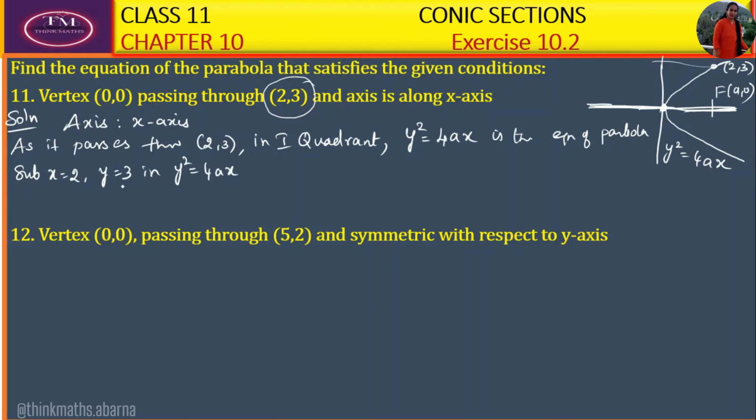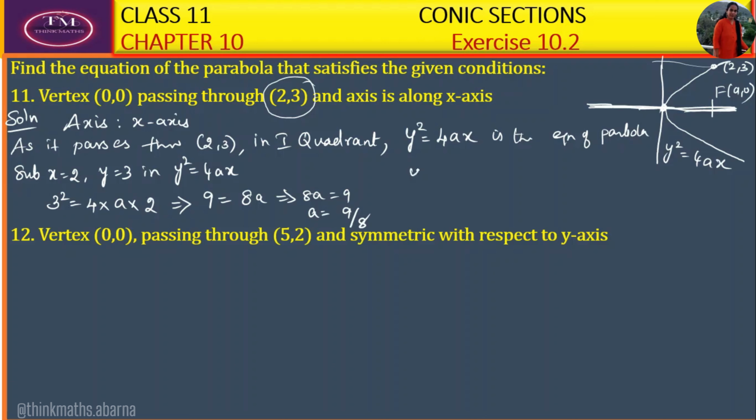If we substitute y is equal to 3, 3 square equal to 4 into a into x, what is x? It is 2. So 3 square is 9. 4 into 2, 8. So 8a is equal to 9, or 8a is equal to 9 means a is equal to 9 by 8.